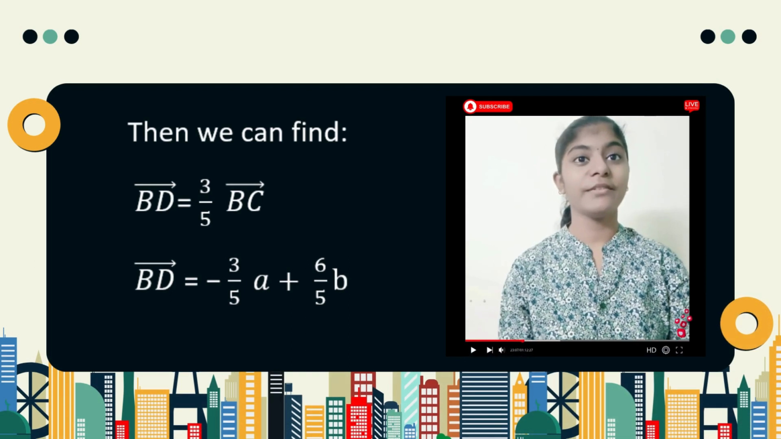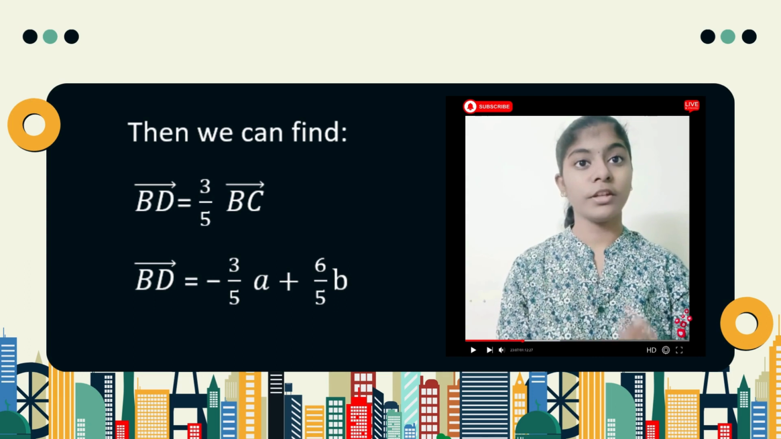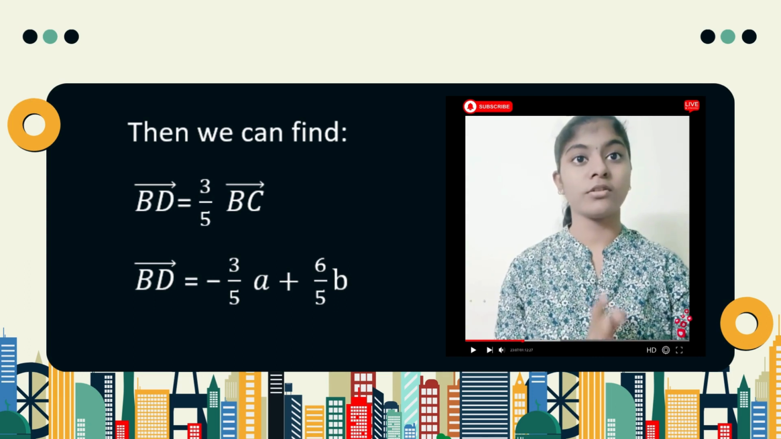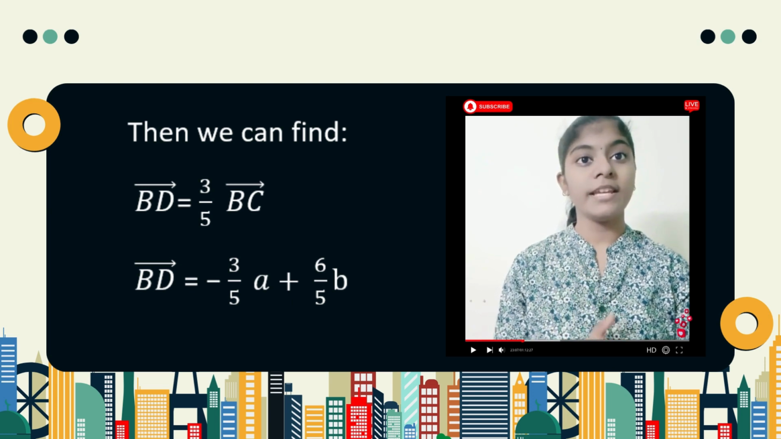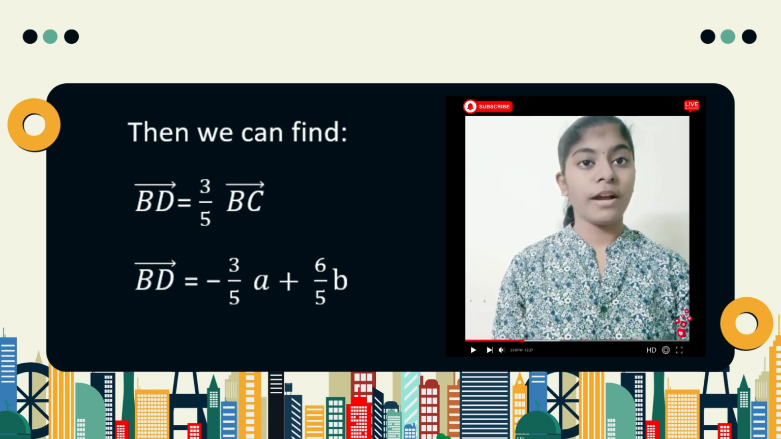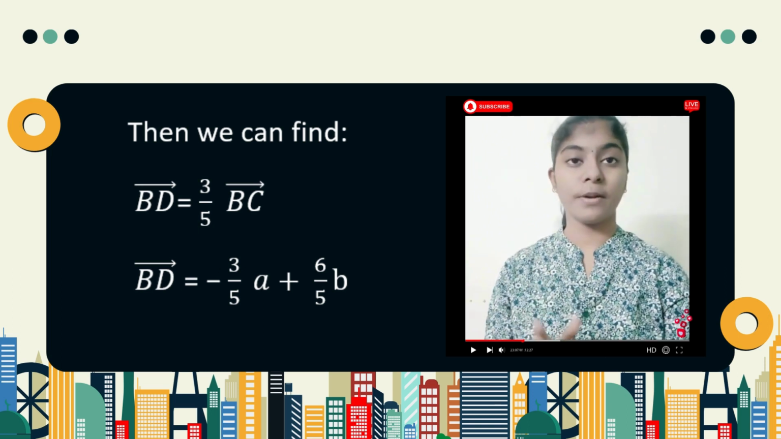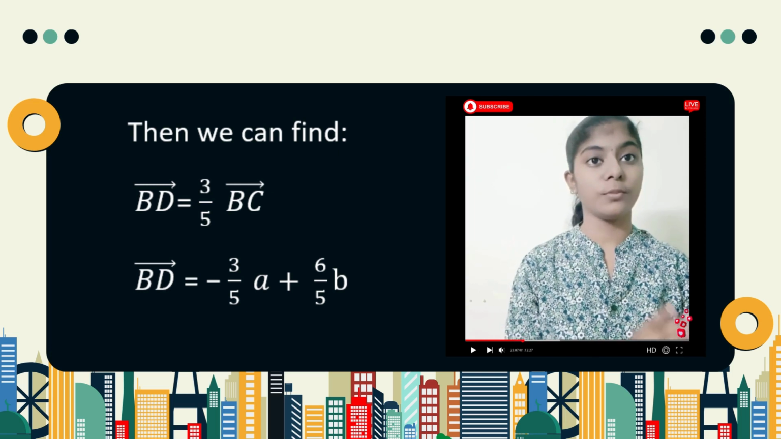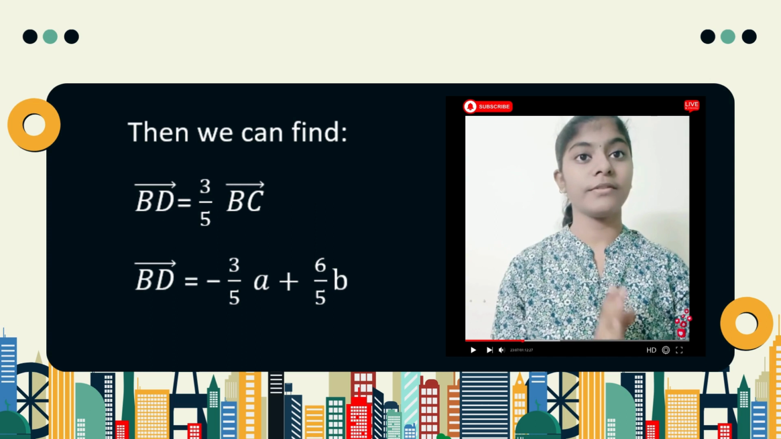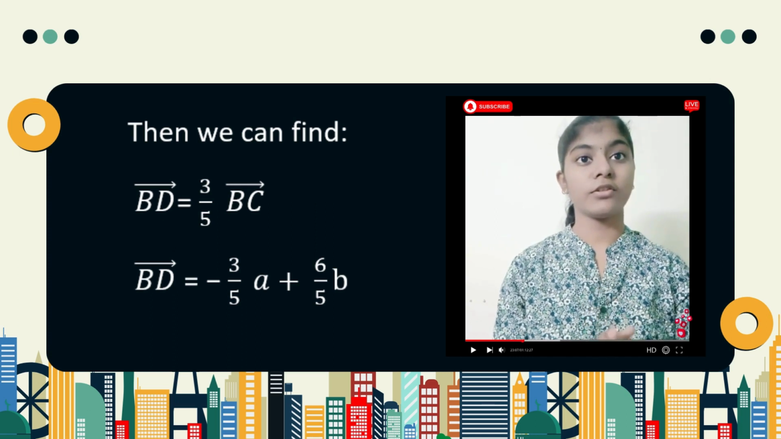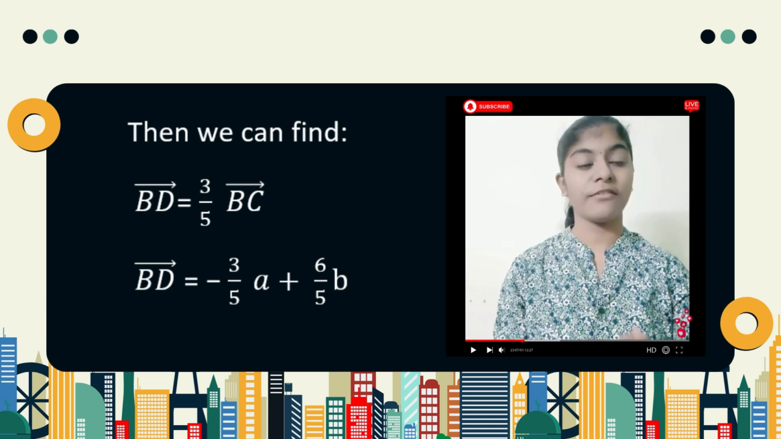Then we can find the vector of BD. To find the vector of BD, from the question we know that vector BD equals 3/5 vector BC. The value of vector BC, we already found in the first part of the question, is negative A plus 2B. So multiply each and every term. 3/5 times that equals negative 3/5A plus 6/5B.